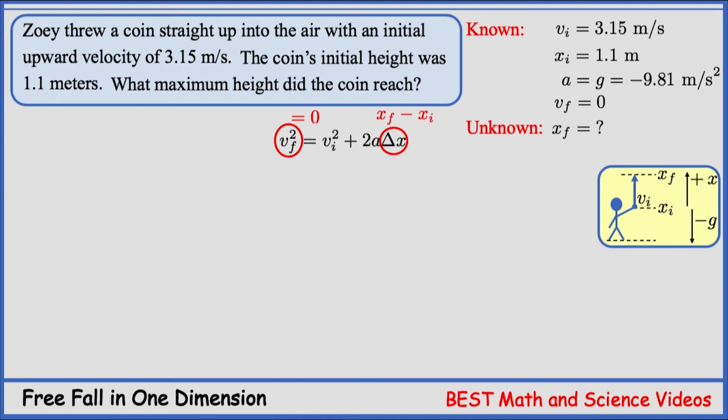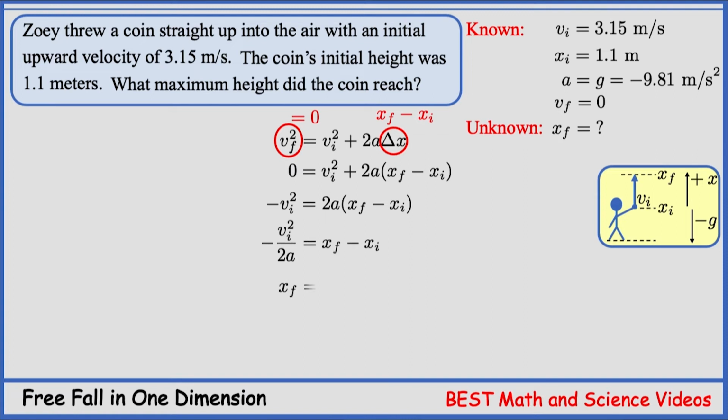We can use both of these facts to simplify the equation. So remember, you first choose your kinematic equation. Then you simplify it if possible. And next, solve the equation for the variable that is unknown, in this case, xf. To do this, let's first subtract vi squared from each side, and then divide by 2a, and rearrange to have xf by itself on the left side.